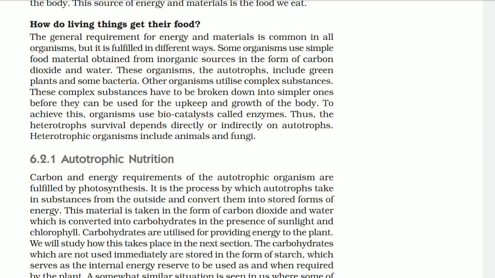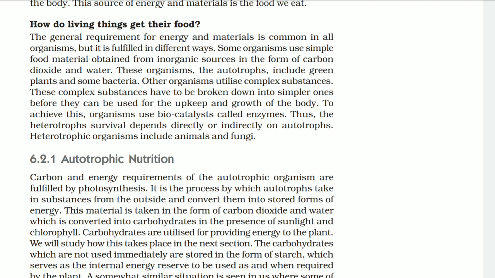Now, how do living things get their food? Generally, the requirement of energy and material is common in all organisms, but it is fulfilled in different ways. Some organisms use a simple food material obtained from inorganic sources in the form of carbon dioxide and water. These organisms are the autotrophs, including green plants and some bacteria. Other organisms utilize complex substances, and these complex substances have to be broken down into simpler ones before they can be used for the upkeep and growth of the body.